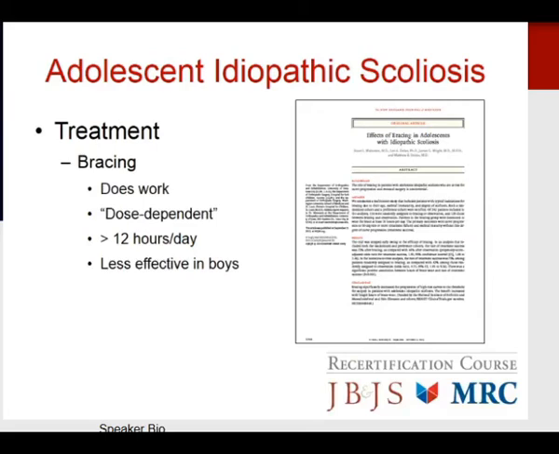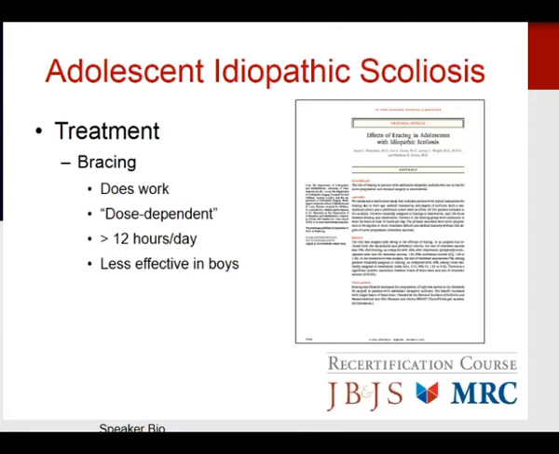Now, this slide a few years ago may have said bracing is controversial. However, there have been recent studies which do demonstrate the efficacy of bracing. This is an example of one such trial, which was the BRACED trial, which was recently published in the New England Journal of Medicine.